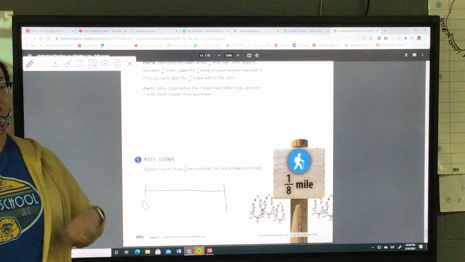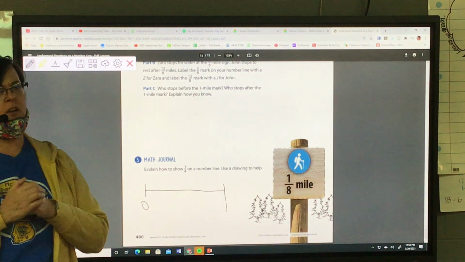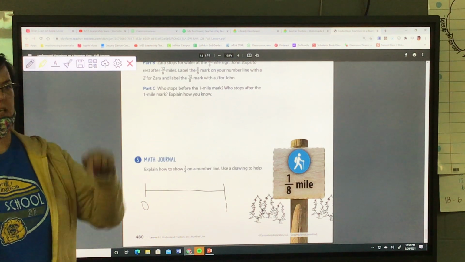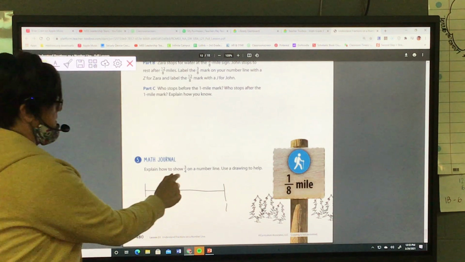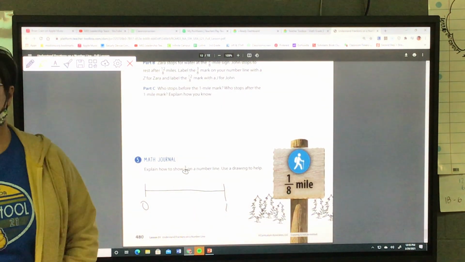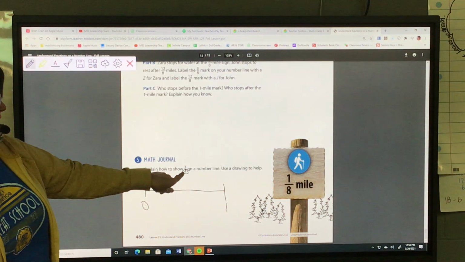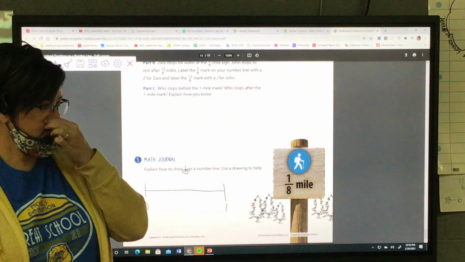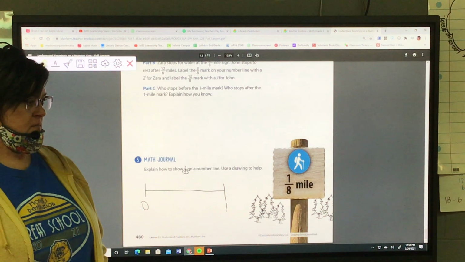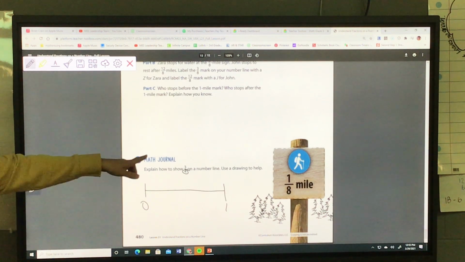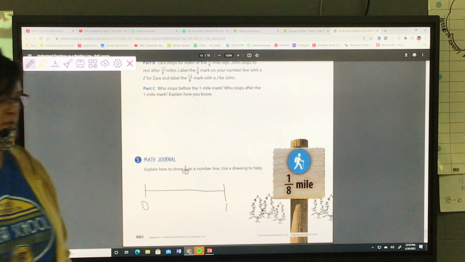Now, think about the denominator. Is the denominator the top or the bottom number? It's the bottom number. How many parts do we need to break our number line into? What's our denominator telling us? 4. Do that right now. Then go ahead and label where that fraction should be.